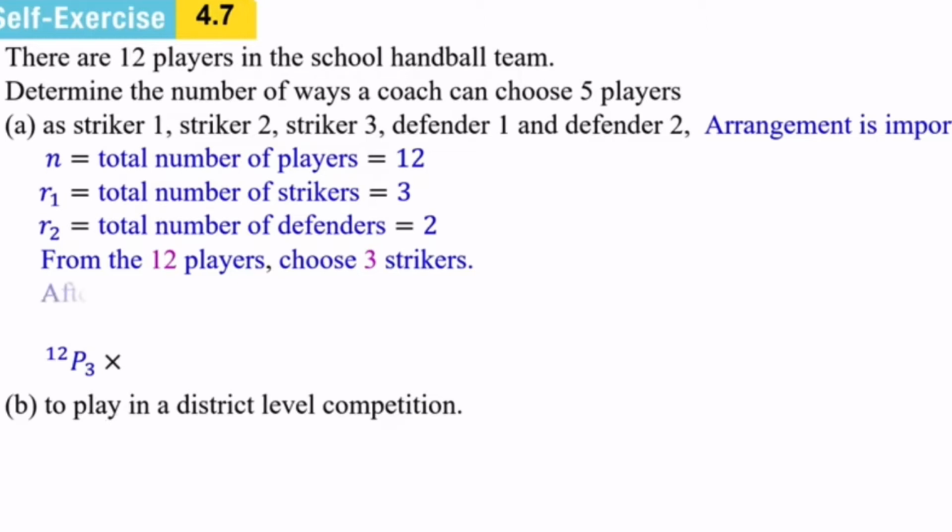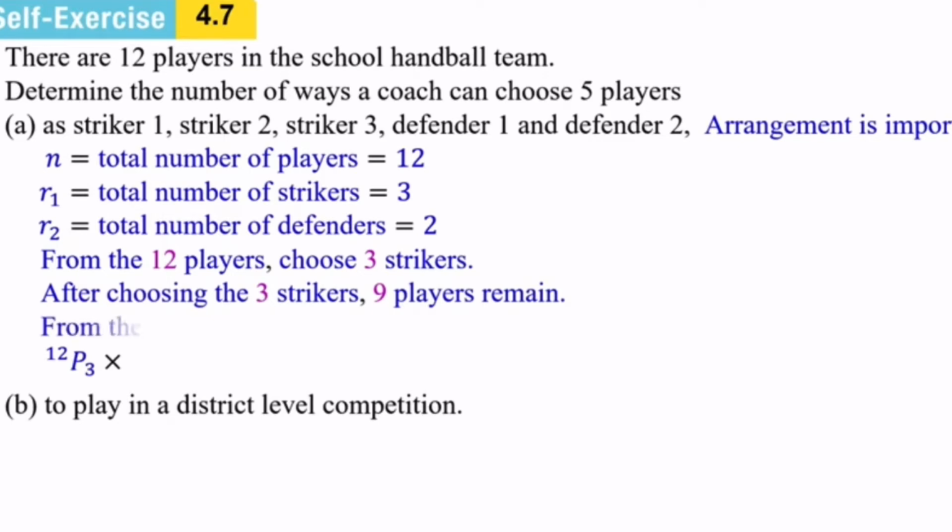right? Out of the 9 players, we are going to choose defender 1 and defender 2. You see the order is there, so again we have to use a permutation. From the 9 players remaining, after we choose the 3 strikers, we will choose the 2 defenders. So we will multiply by 9P2.